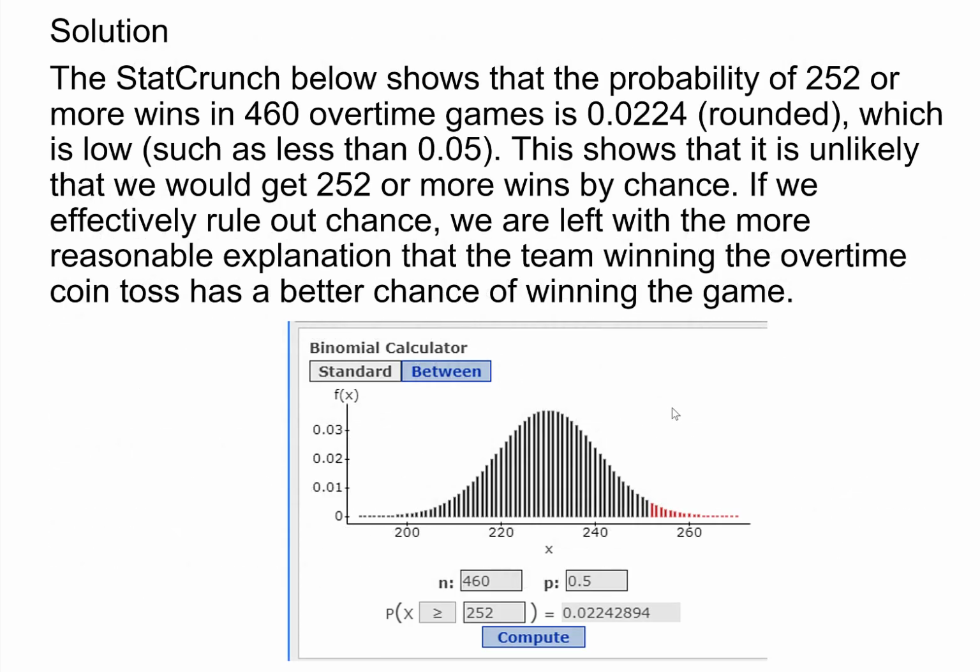So again, in StatCrunch, I did stat, calculator, binomial. I entered in the n, 460, the p, 0.5, and then I changed my drop down here to greater than or equal to 252. And here's my probability, 0.0224, which is pretty low, less than 0.05. So it shows that it's unlikely that we would get 252 or more wins by chance. So if we rule out chance, we're left with a reasonable explanation that the team winning the overtime toss has a better chance of winning the game.